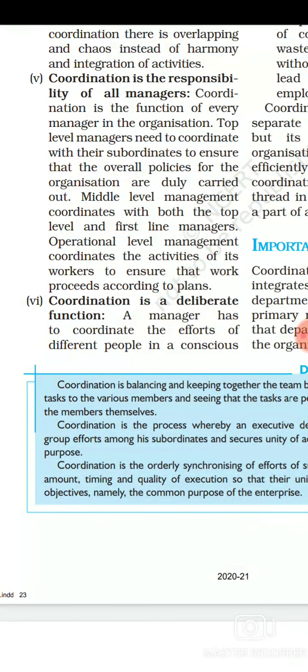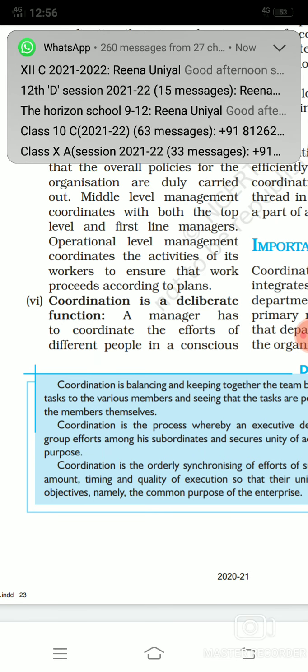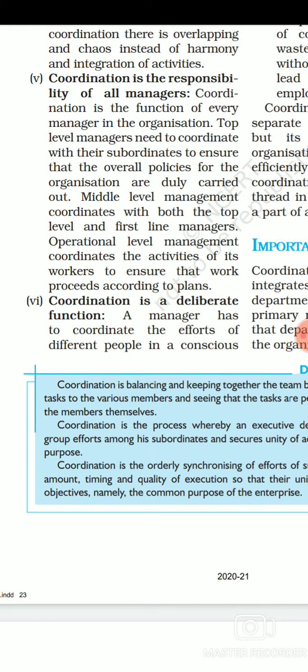Now next, coordination is the responsibility of all managers. Coordination is a function of every manager in the organization. Every manager working in the organization needs to coordinate with others, like the top level manager needs to coordinate with their subordinates to ensure that the overall policies of the organization are duly carried out. Middle level will coordinate with the top level and the first level also. First level means the lower level or operational level, right? In the same manner, operational level management will coordinate their activity with the people sitting above them. It means the middle level, right?